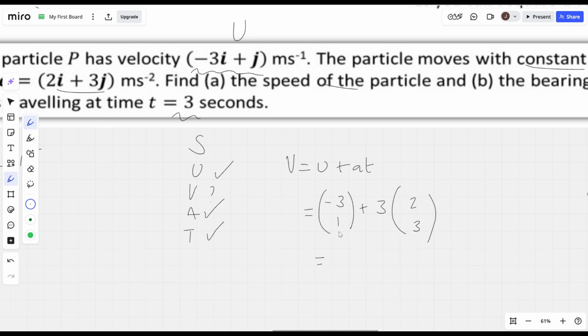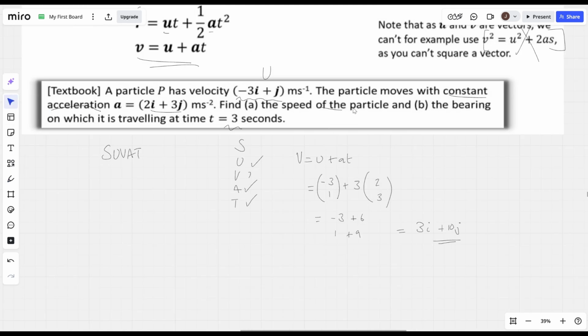So what's that? It's minus 3 plus a 6, and then it's a 1 plus a 9. So that's going to be, I'm going to write it back in i and j form now, 3i plus 10j. Nothing really radically different, you just handle them as SUVATs instead. Let's just go back and check the question.